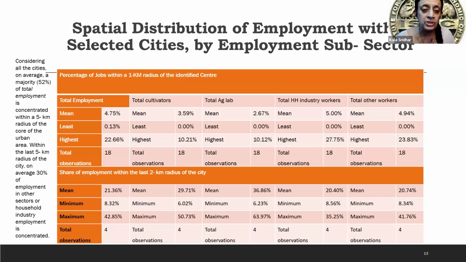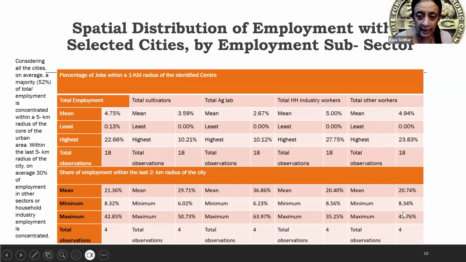So I find that on average, so now making sense of this table, the first top panel basically shows the percentage of jobs within the first 1 kilometer radius of the identified city center. And for example, only 5% of total household industry workers locate within the first kilometer of the city center, because these are presumably manufacturing, right? And you won't get the land, and you are polluting, so you won't really locate near the city center, right?